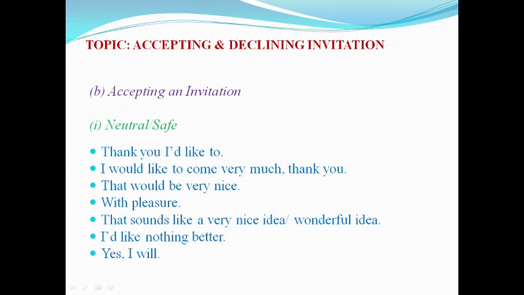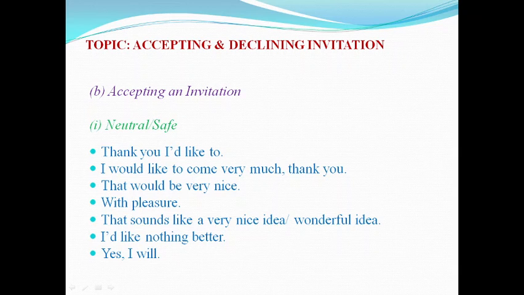Friends, after discussing formal, informal or neutral invitations, now we have another point of discussion: how to accept an invitation. There are different ways of accepting invitations. We can use different expressions for accepting invitations from different people on different occasions, right? There are again three forms of accepting an invitation.